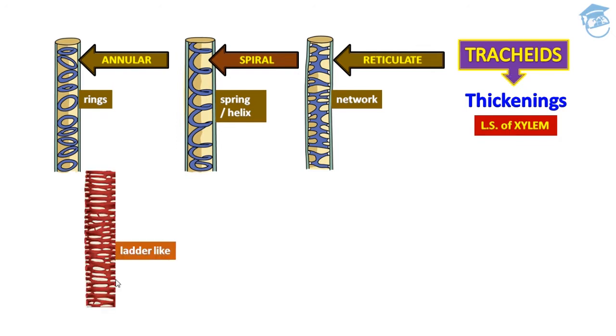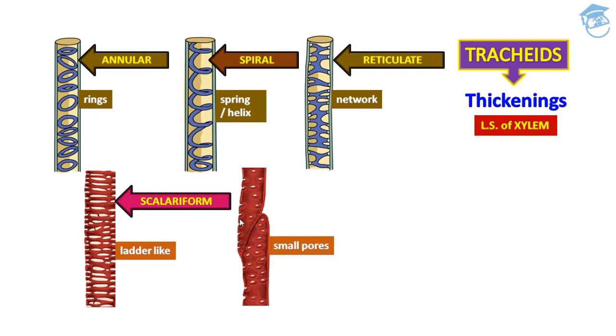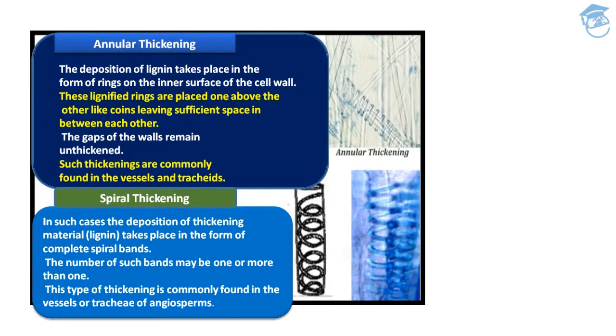Then comes ladder-like, which is also called scalariform tracheid, in which secondary thickenings appear in the form of cross bands. As you can see, it appears in the form of cross bands, and that resembles the steps of a ladder or a staircase. Then comes pitted tracheid, in which secondary thickening results in the formation of depressions on the primary wall, which are called pits. Now we'll talk about the annular thickening in detail.